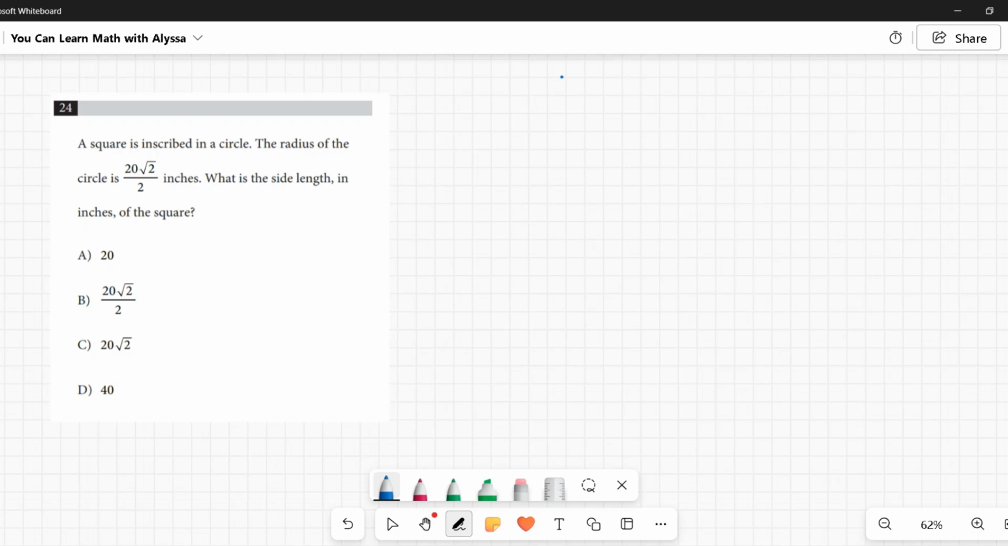Number 24. A square is inscribed in a circle. The radius of the circle is 20 square root of 2 over 2 inches. What is the side length in inches of the square?